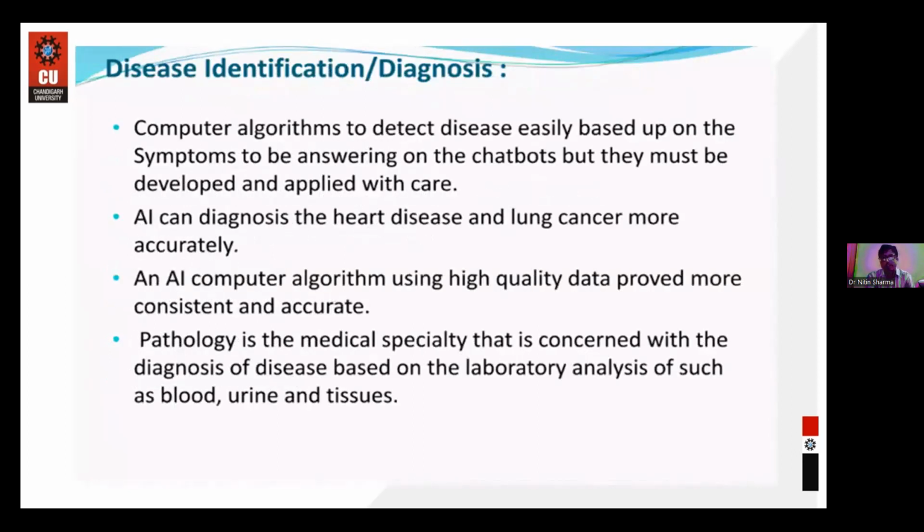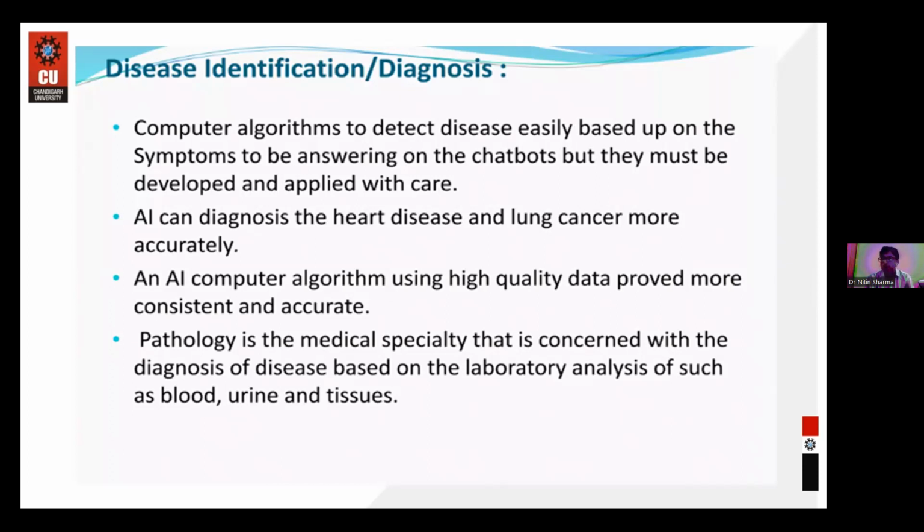Let's talk about disease identification and diagnosis. Computer algorithms can detect disease easily based on symptoms answered on chatbots, but they must be developed and applied with care. So we have chatbots on which the patient can share his present situation and symptoms, and the chatbot will suggest certain medicines, or suggest you visit a particular doctor, or take preventive actions, right? So that is already there.